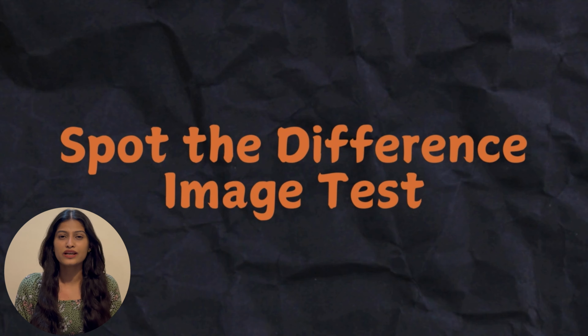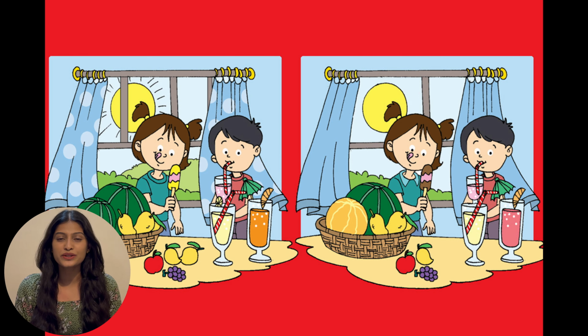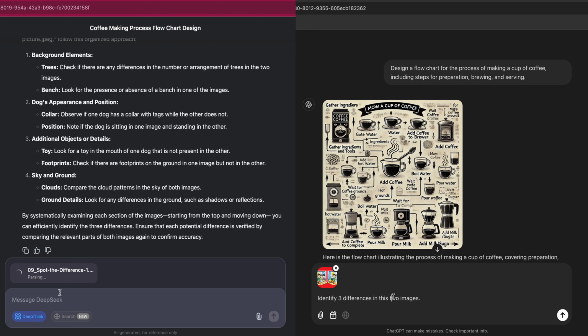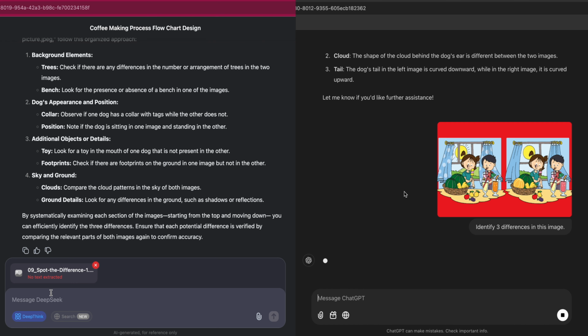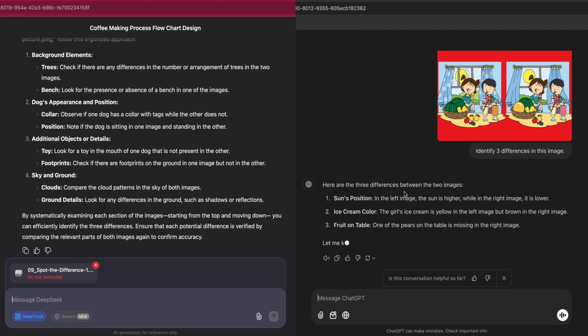Next, visual smarts. We gave both AIs two images with some differences. So DeepSeek can handle images and files, right? Turns out DeepSeek didn't manage to process the image at this time. But ChatGPT smashed it, picking out differences right away.